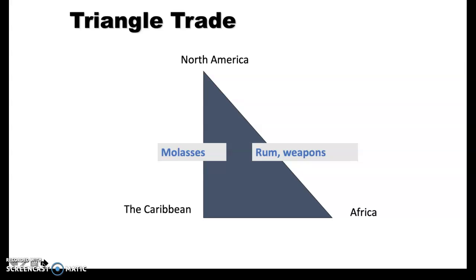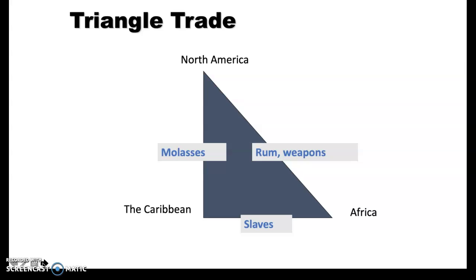Rum was, of course, an alcoholic beverage that was very popular in the 17th and 18th century, being produced by slave labor in the form of molasses that was then converted to rum. Also, manufactured goods such as weapons were manufactured in the American colonies, which then sent out slave ships across the ocean to Africa, where rum and weapons were traded for slaves who become, of course, the labor force for this triangular trade.